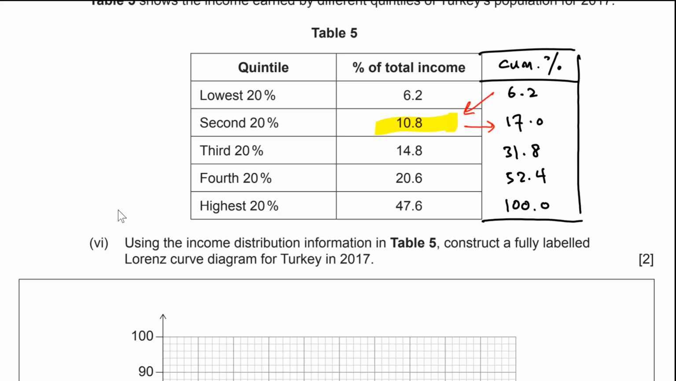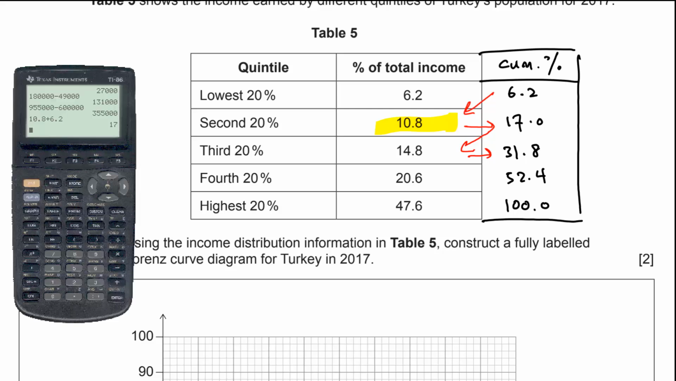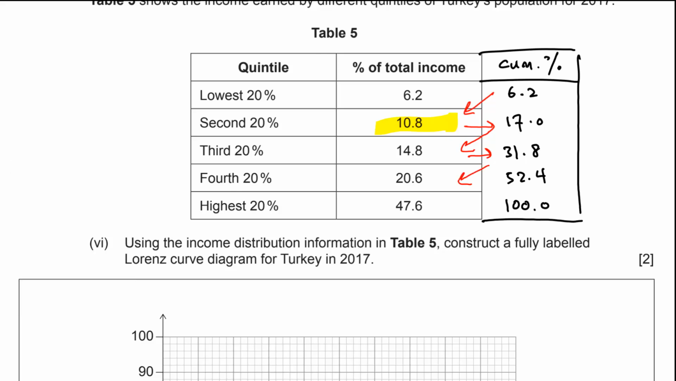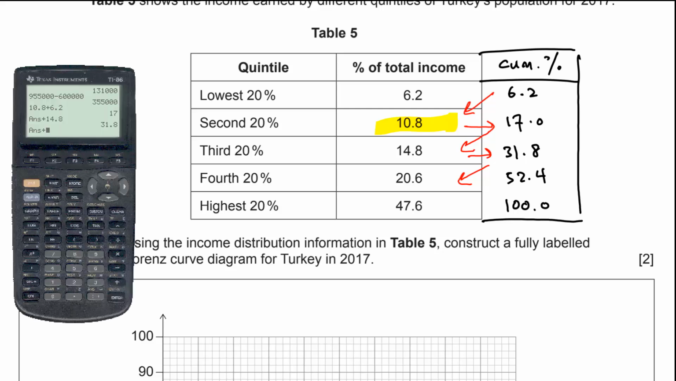And we keep going in this fashion, right? For the third quintile, they account for 14.8%. But if I accumulate that, I go 17% plus another 14.8, that's going to give you now 31.8%. And then the fourth quintile accounts for 20.6% of income. On a cumulative basis, 31.8 plus 20.6, we're going to have 52.4, right?